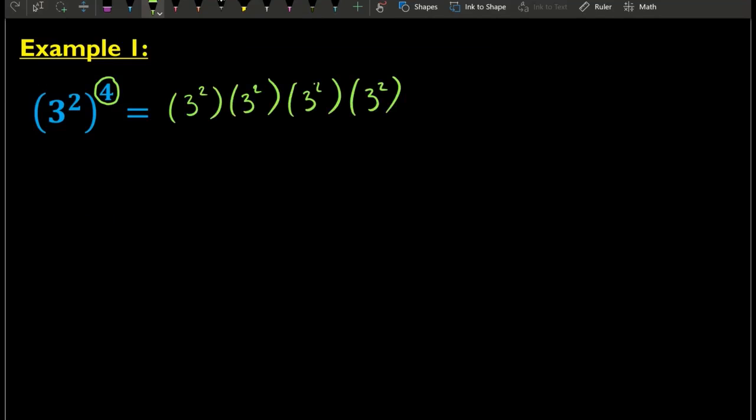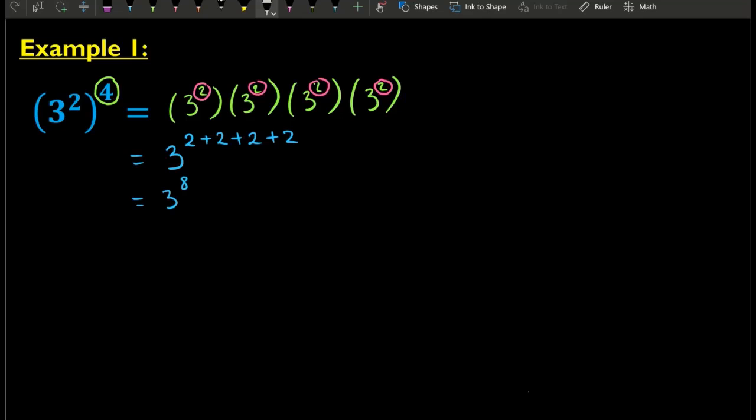Based on the first video, we learned that if you multiply powers which have the same base, we do it at the exponent. So this is just like 3 to the 2 plus 2 plus 2 plus 2. All the small powers have the same base of 3, so to multiply them, we're going to add all the powers together. That will give us 3 to the 8th power.